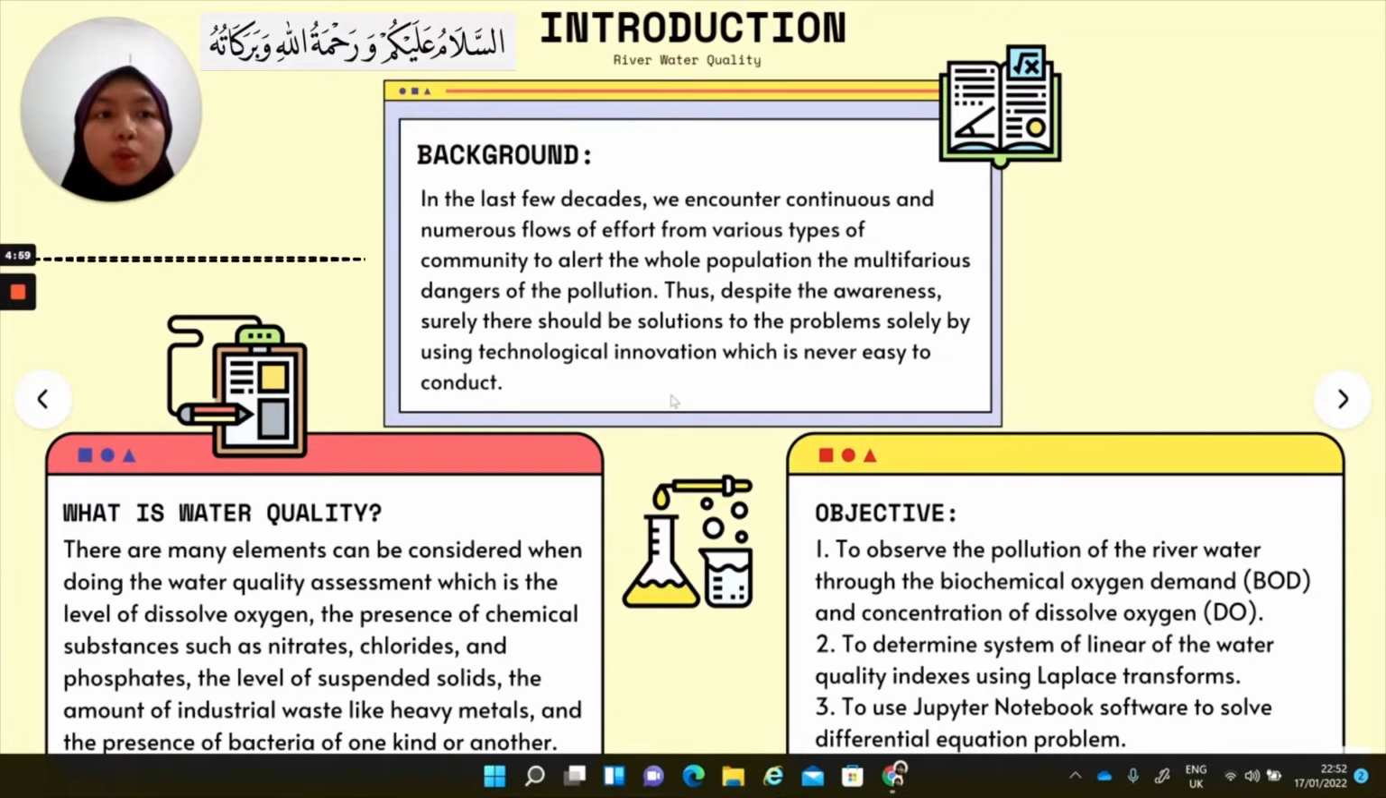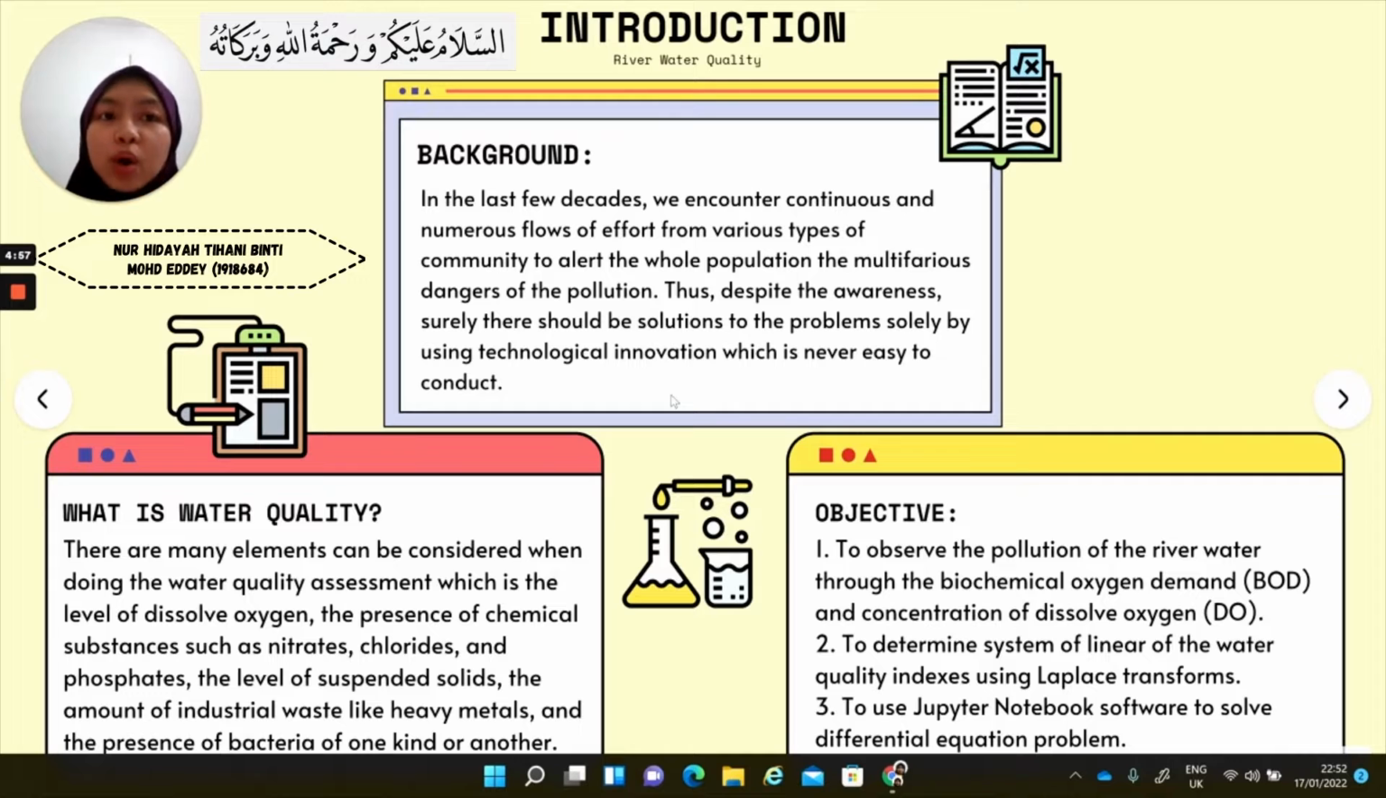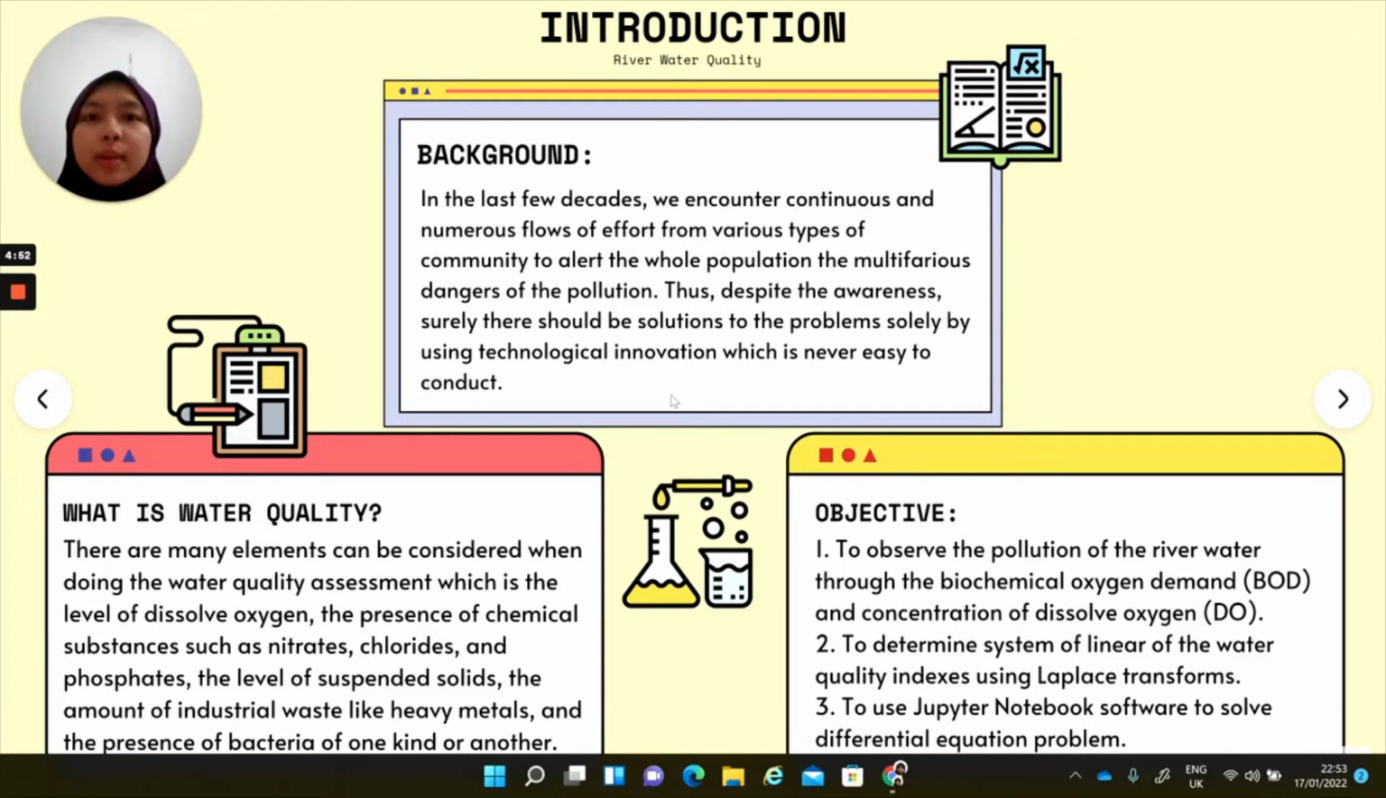As an introduction, we know that there are many efforts from all types of community to alert the whole population about the dangers of pollution. One of them is by assessing the water quality to help save the river. There are many elements that can be considered when doing the water quality assessment, such as the level of dissolved oxygen and the presence of chemical substances, and so on.